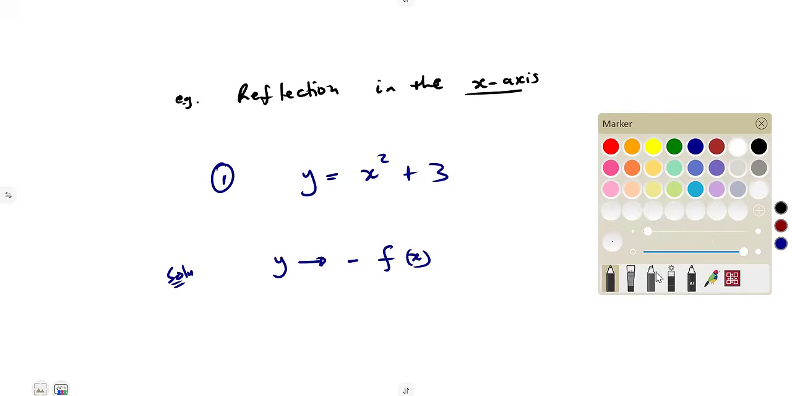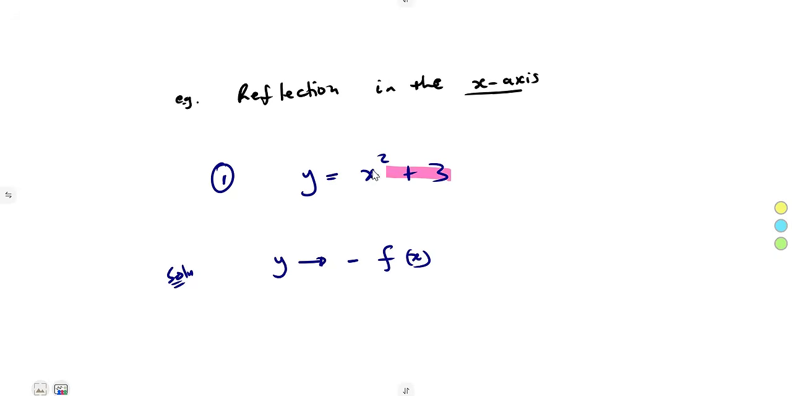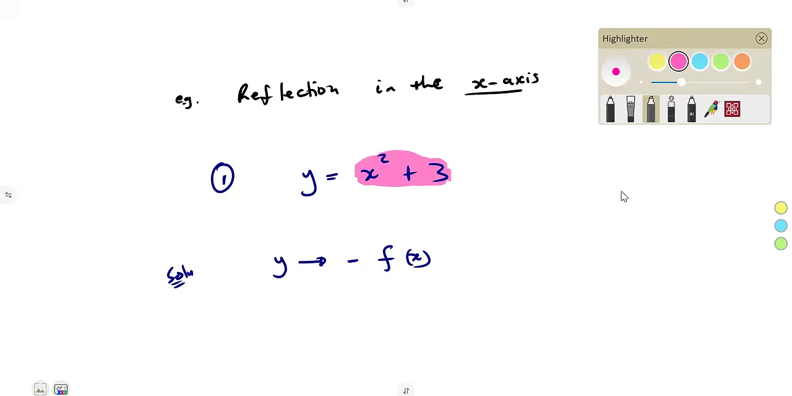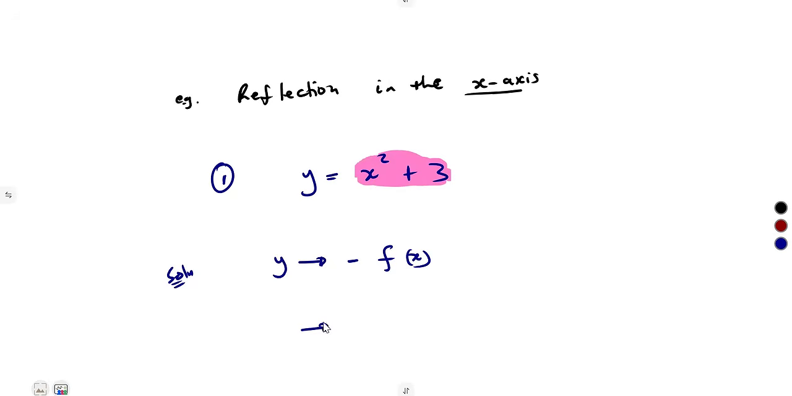Simply take your f of x as it is and multiply it by a negative, the whole part of your f of x. So we are going to have our image as minus, we put our f of x as it is, x squared plus 3. That is the answer that you have. Yes, you can even expand this one. That gives us minus x squared minus 3. Minus f of x.